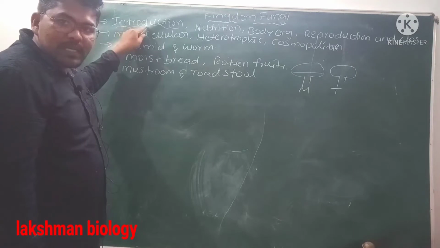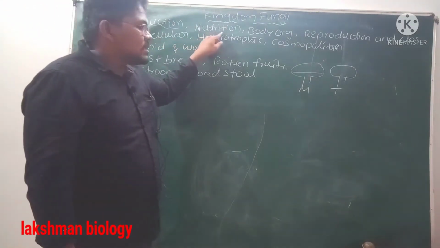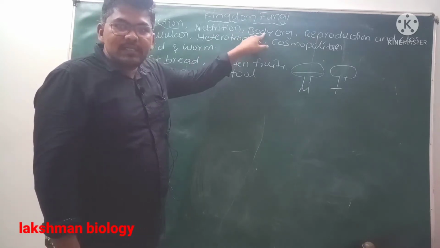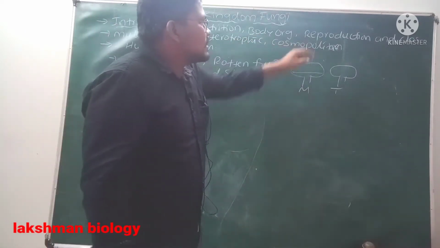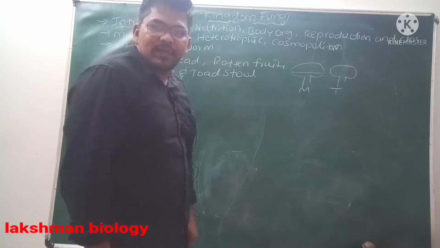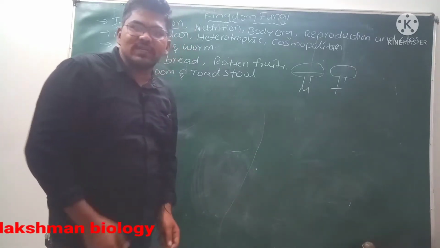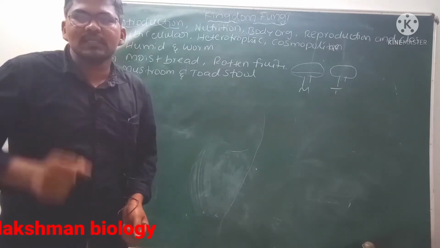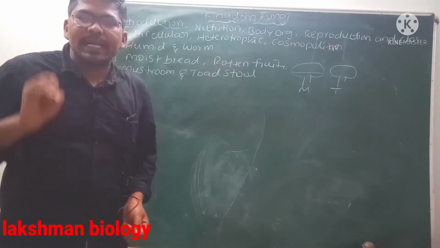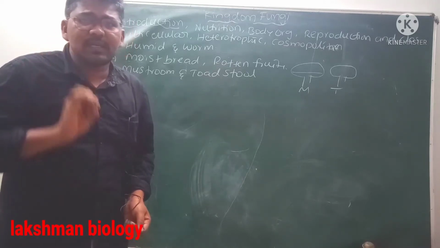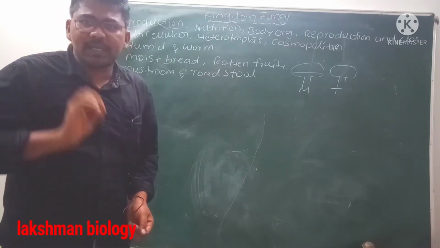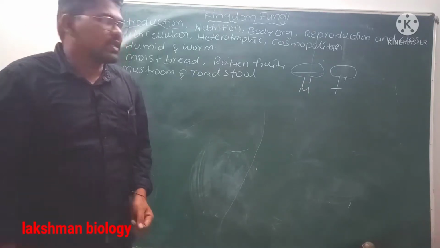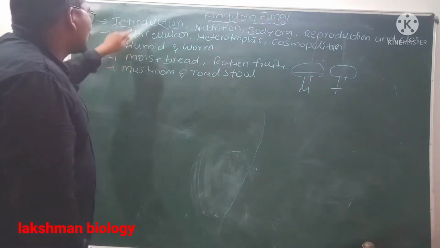First I will explain the introduction. After that I will discuss the nutrition of kingdom fungi, then the body organization, then the reproduction. Finally I will discuss the classification. We will discuss kingdom fungi in 5 parts: number 1 is introduction, number 2 is nutrition, number 3 is body organization, number 4 is reproduction, number 5 is classification. Okay, first let's start with the introduction.